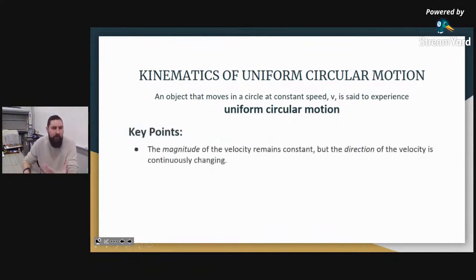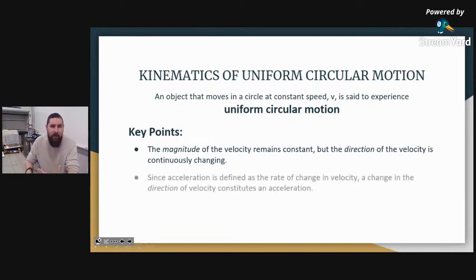First off, because it's defined as having a constant speed, the magnitude of the velocity, the numerical value of that velocity, is going to remain constant. But the direction in which that velocity vector is pointing is continuously changing. That's a key thing, because if we look back at the kinematic definition of acceleration, acceleration is defined as the rate of change of velocity, which means even though the magnitude isn't changing, because the direction is changing, we still have an acceleration.